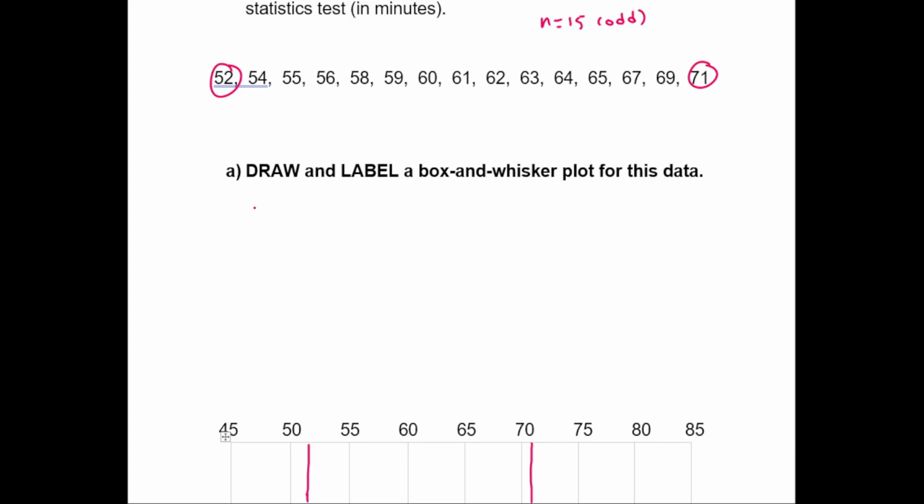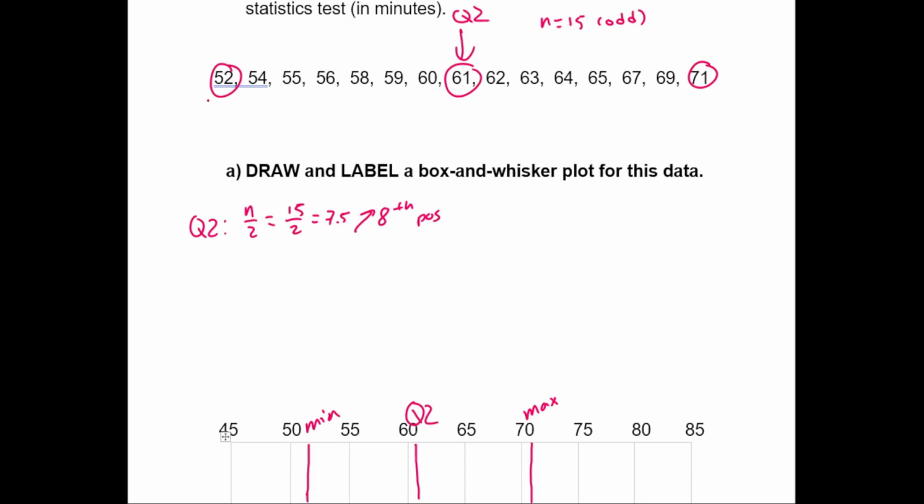So n is 15. So we just do n over 2 to find my Q2 position, right? N over 2 is 15 over 2, which is 7.5. We round it up to the 8th position. So 1, 2, 3, 4, 5, 6, 7, 8. Right there. Q2 is 61. So Q2 goes right there. Okay, min, max.